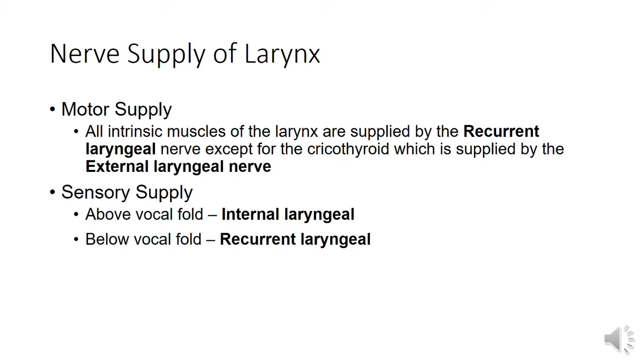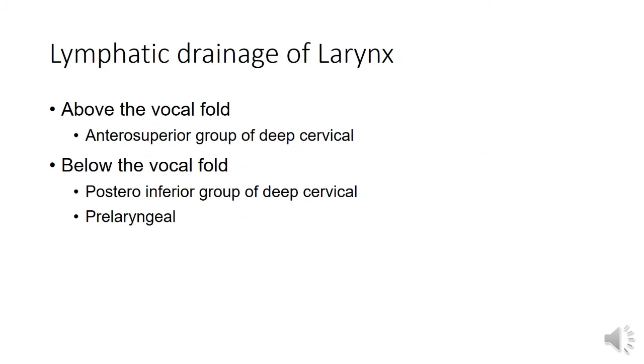Moving on to lymphatic drainage. Again, above the vocal folds, larynx is drained by antero-superior group of deep cervical nodes, and below the vocal folds, it is drained by postero-inferior group of deep cervical and prelaryngeal nodes.